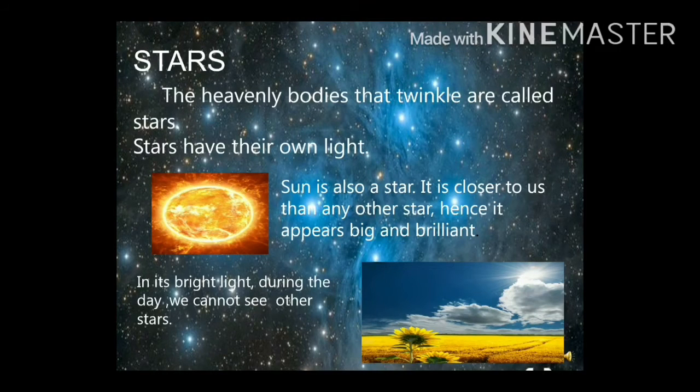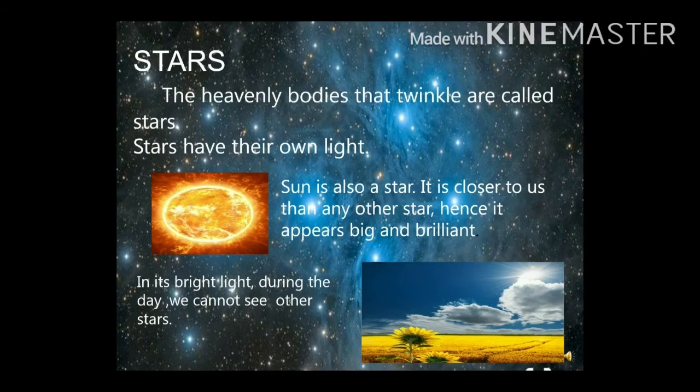Everybody knows the sun. So, can you see the sun directly? No, because it is so bright. We can't see the sun directly with our naked eyes. It appears big and brilliant because it is closer to us.